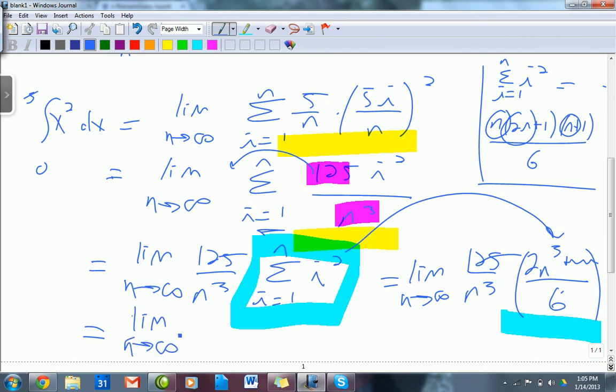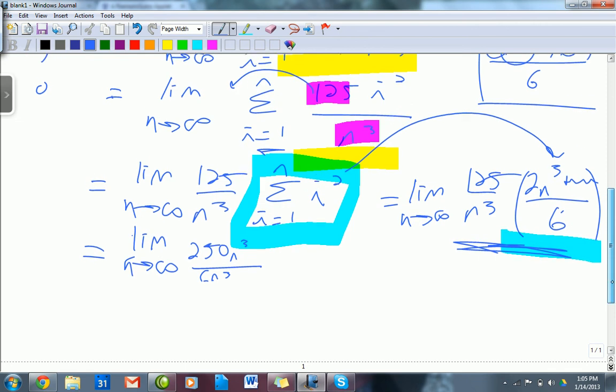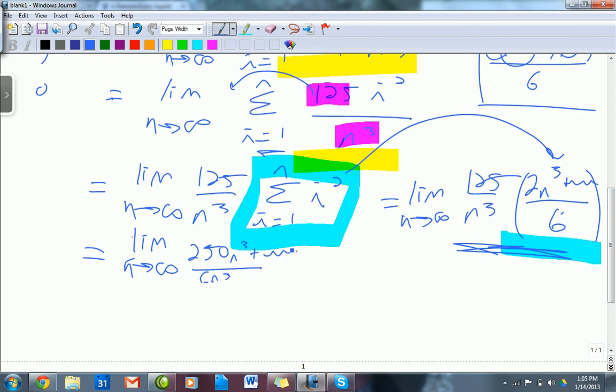I'm going to come down here and clean up what I have. I get a 2n cubed times 125, that's 250, I believe, and then over 6n cubed. Running out of room here. And here's why I don't need all the other stuff on top. If I'm evaluating the limit as n goes to infinity, the way in which we do that for a rational expression is by considering the highest degree term on top over the highest degree term on the bottom. That's it. Everything else is inconsequential if we're examining the limit as n goes to infinity.